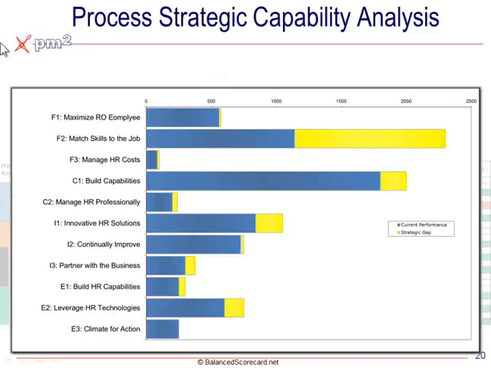So the blue bar represents the level of process support that we currently have, and the gold is a gap between the current process capability and what's needed by this strategy. So in this case, we can clearly see where it is we should be focusing our attention at improving our strategic process performance levels.